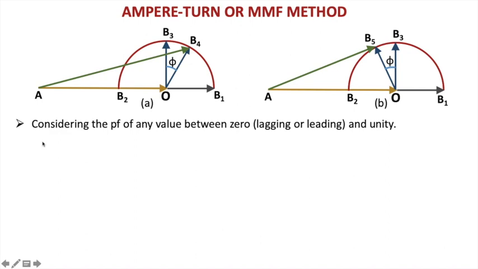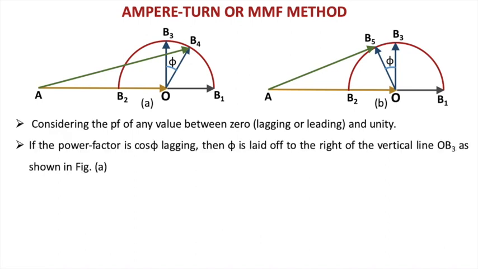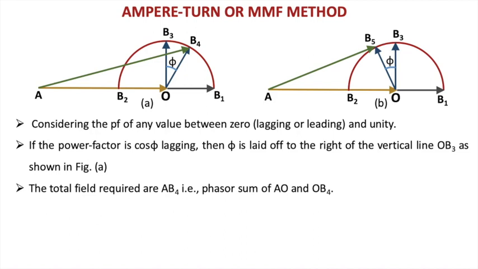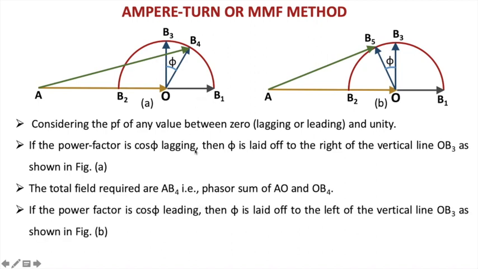So now, considering the different power factors, if the power factor is cos phi lagging, then phi is laid off to the right of the vertical line OB3, and the total field required will be AB4. That is this first one. The phi is the lagging one. If it is the leading one, it will go to figure B, and now the field ampere turns required will be AB5.